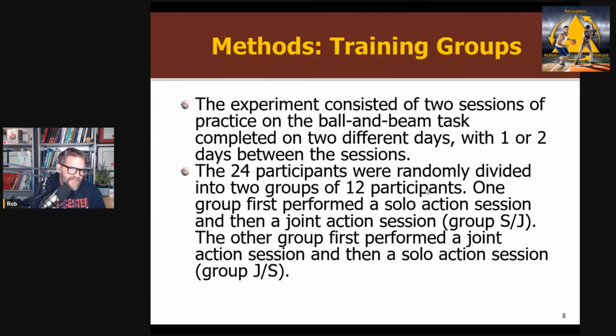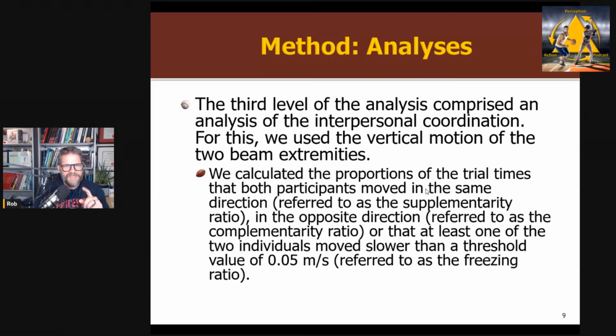And what they analyzed, of course, were various performance measures: how many points you got, how fast the ball was moving, how much you moved the beam. But interestingly, what they were really interested in was interpersonal coordination. For this, they developed 3 ratios. What they called the supplementary ratio is how much percent of a trial the 2 people were moving the beam in the same direction, right? Both lifting it up. And then the complementary ratio, where they were moving in opposite directions, which you might expect when you see a synergy; you expect more complementary motion.